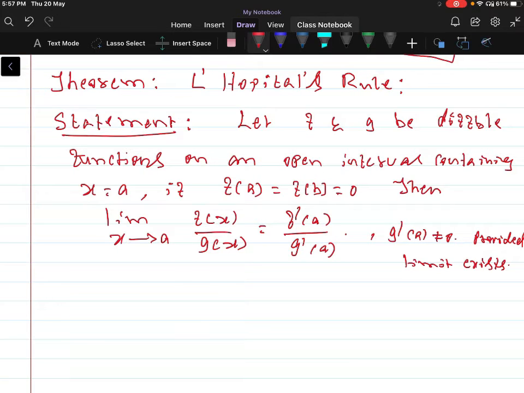So now we'll move to the L'Hôpital's rule. So we'll take a theorem statement. Let f and g be differentiable functions on an open interval containing x equal to a, and if f of a is equal to g of a is equal to 0, then limit as x approaches a, f of x by g of x is equal to f dash of a by g dash of a.